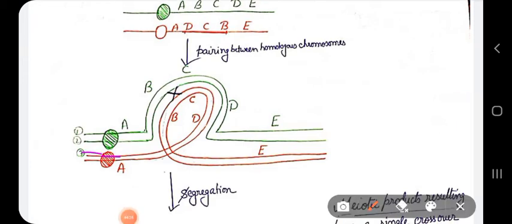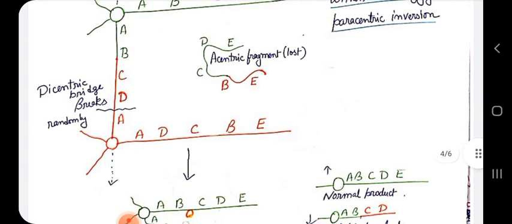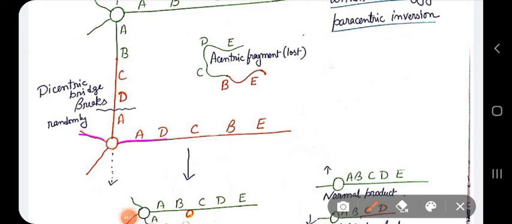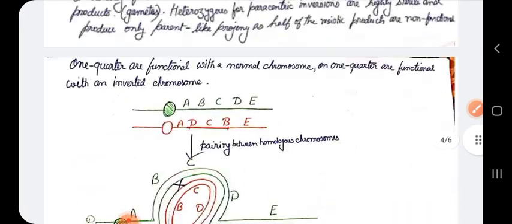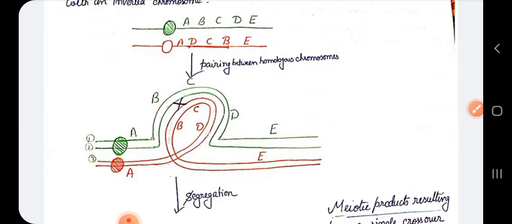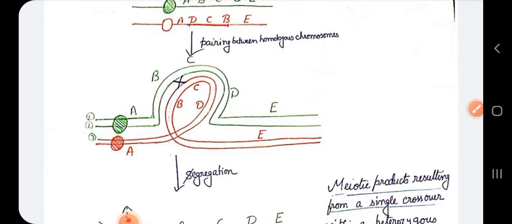A, D, C, B, E. This is the third one. A, D, centromere, A, D, C, B, E. So that's why in this way we get a dicentric chromosome. A dicentric bridge occurs, and it will break randomly somewhere. And the last one is an acentric fragment that we will get.